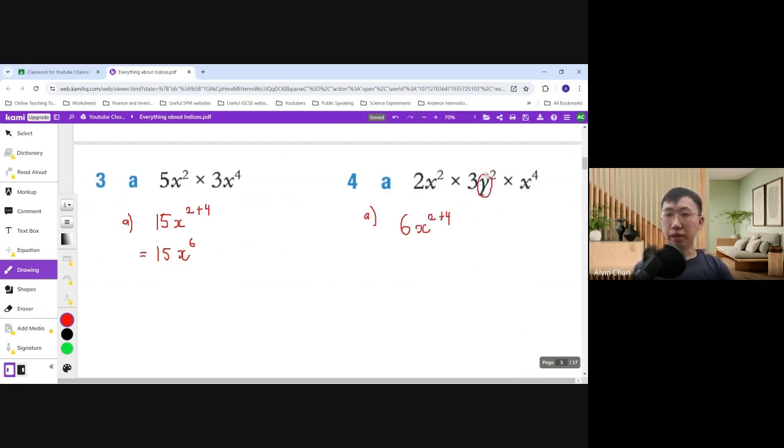This is base y. We can't really combine. There's nothing else. So you're going to copy y and then followed by the power of 2. So combine the algebra right now. So you will get x, this is going to be power of 6, y squared, copy just right beside. And that will be the final answer.